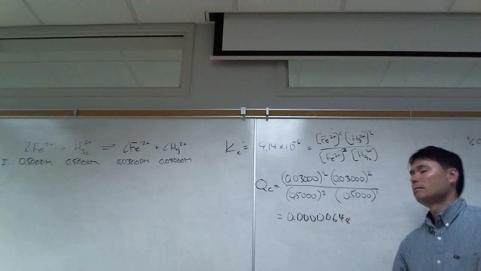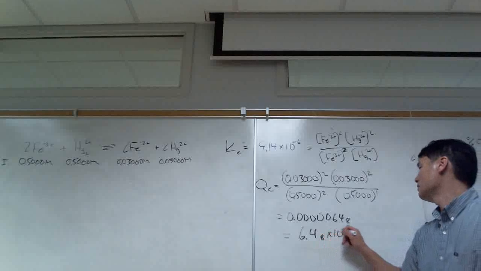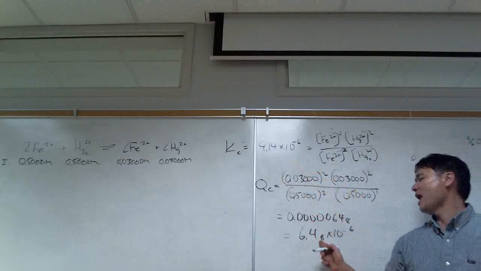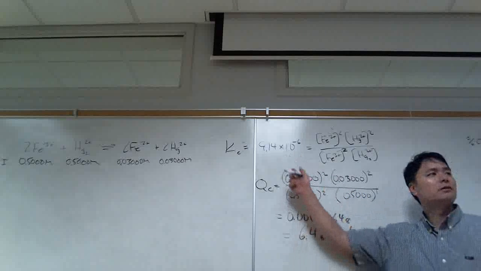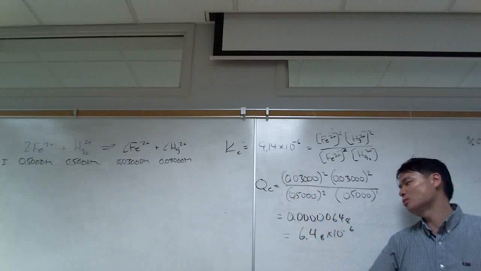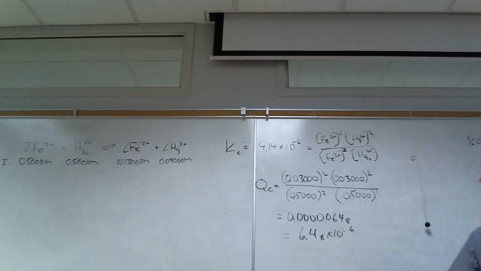Is that what you got? And so this comes out to 6.48 times 10 to the minus 6. So it's supposed to be 9, it's 6.5. It's pretty close, isn't it? Would you say that's pretty close? It's pretty close to equilibrium, but it's going to shift which way? Is this too small or too big?